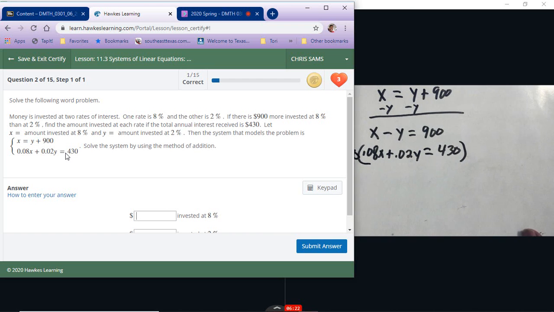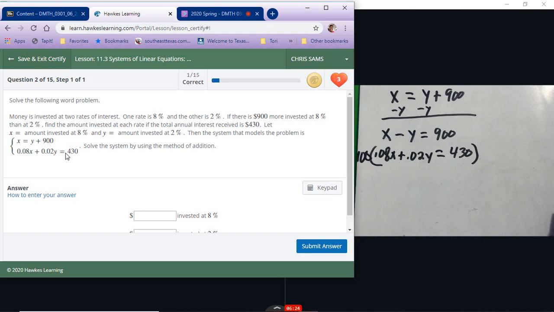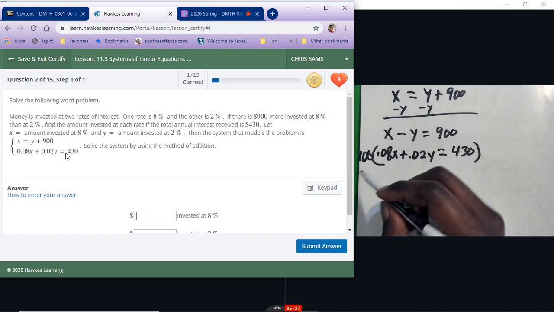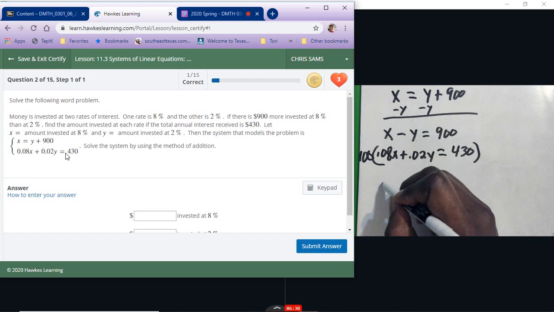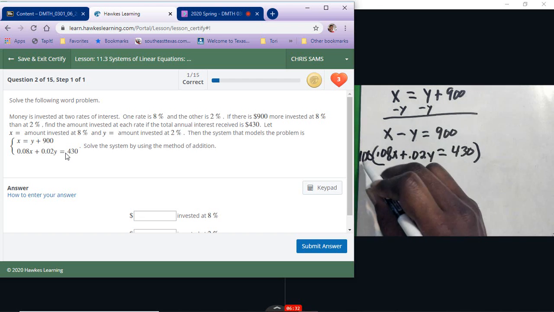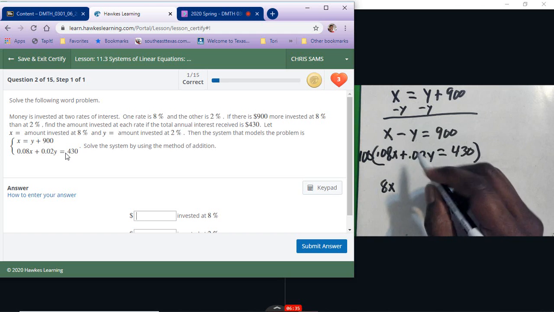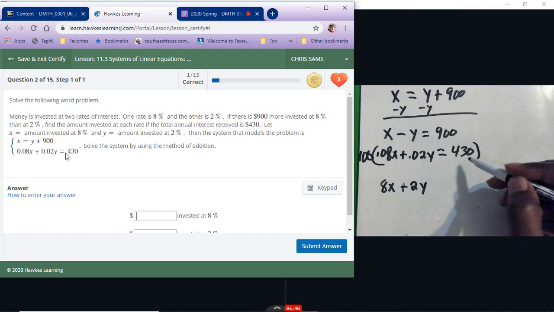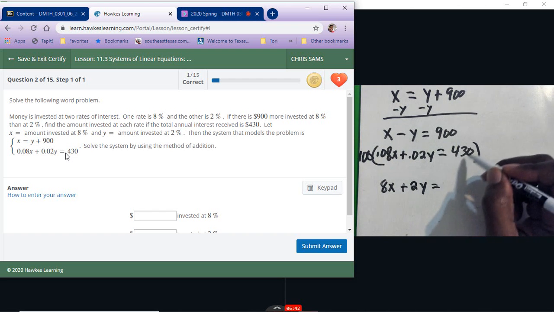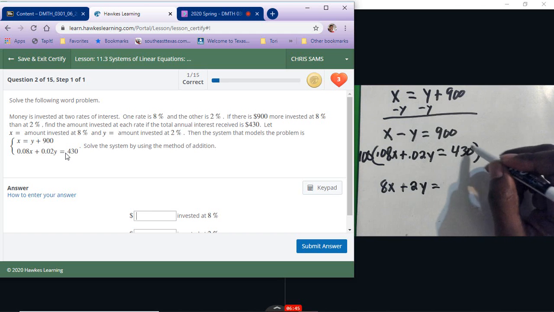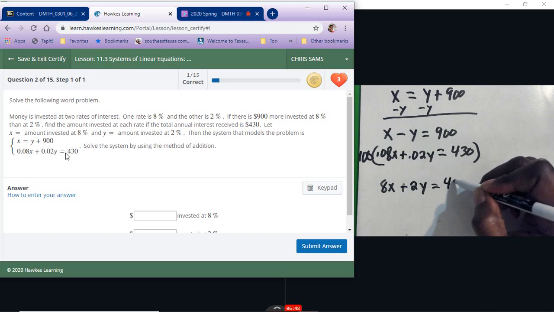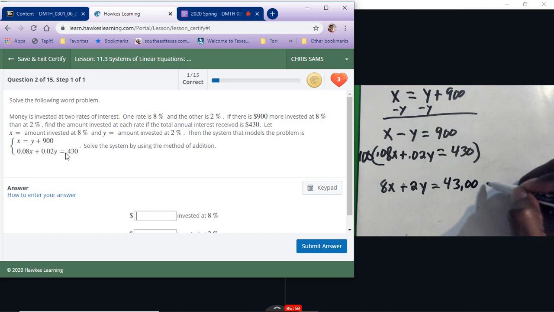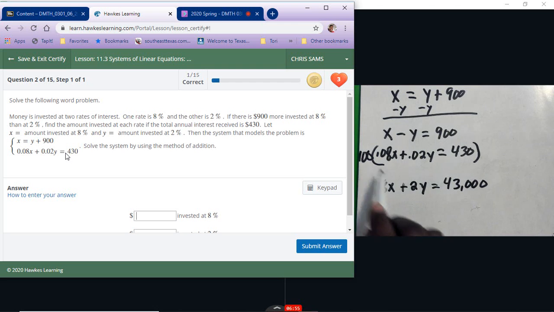Okay, so I'm going to distribute 100 to every term in this equation. I'm going to come up with a new equation. So 100 times this will give me 8x. Just move the decimal 2 times. 100 times here will give me a positive 2y. And then 100 times this term will just add 2 zeros. So everything gets multiplied by 100, even this guy. 430, and then we just add 2 zeros. That's what multiplying by powers of 10 does. Alright, so this is my new equation number 2.